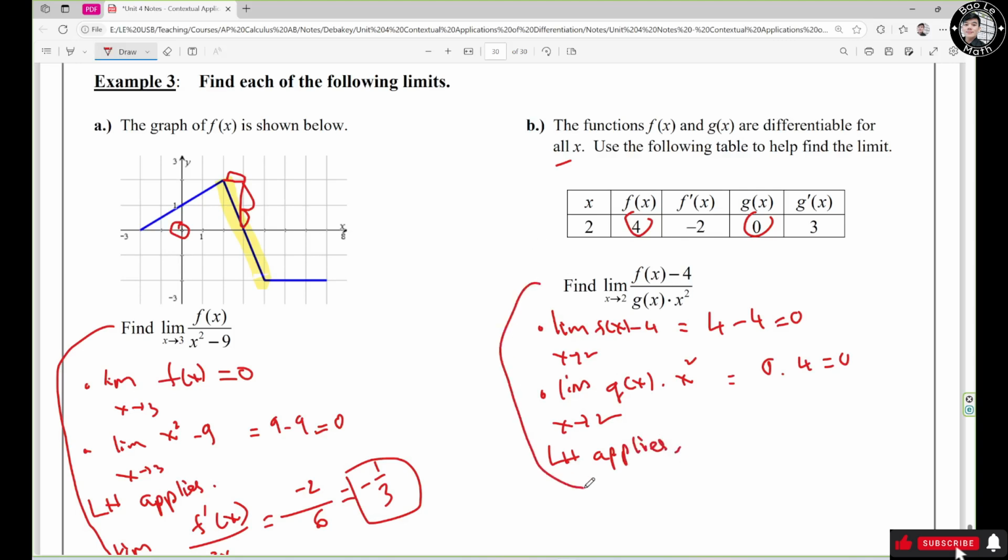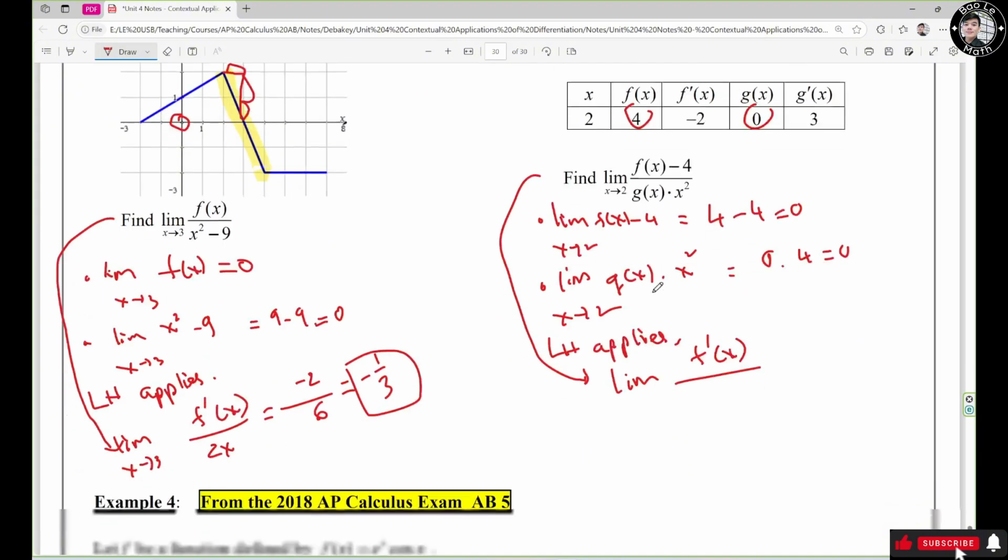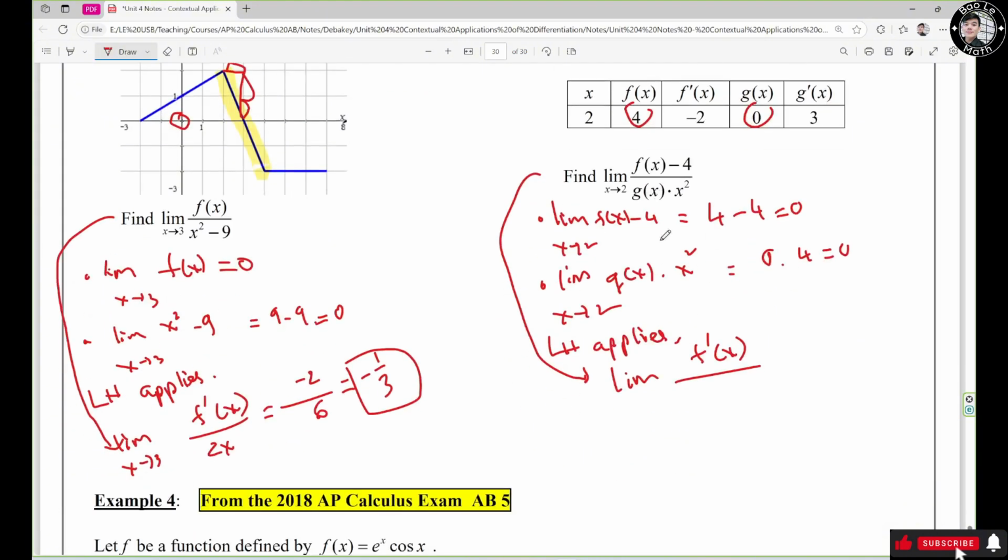So this guy becomes the limit, with the derivative on the numerator being f prime of s. For the derivative on the denominator, we need to use the product rule, right? So we have g prime of s times s squared plus 2s times g of s, when s approaches 2. So we're going to find the limit of this one when s approaches 2.